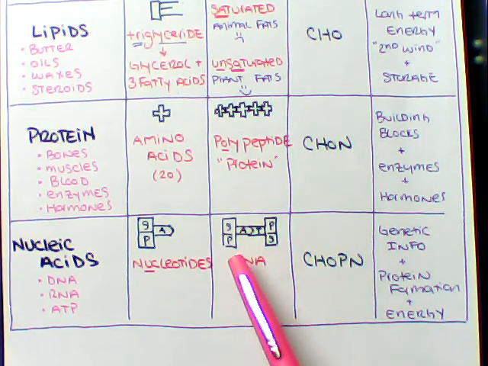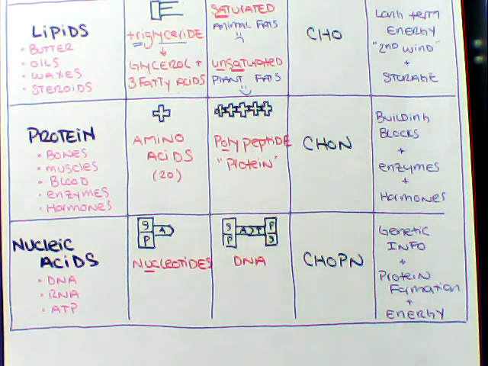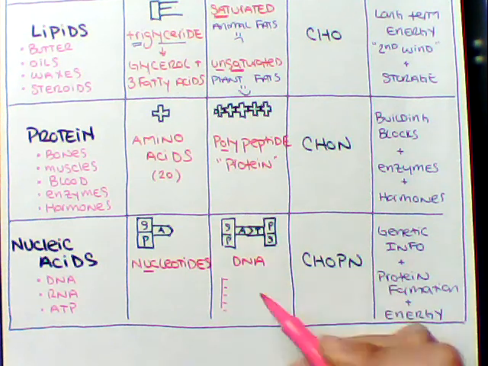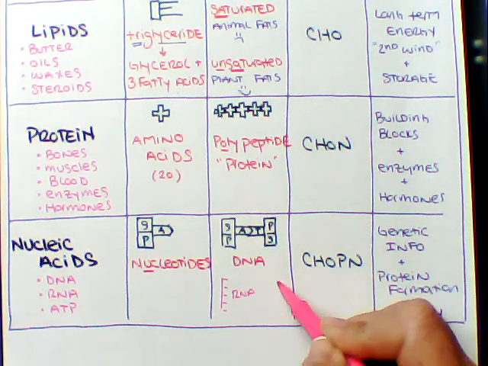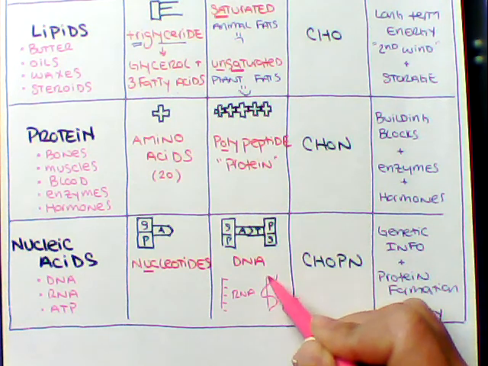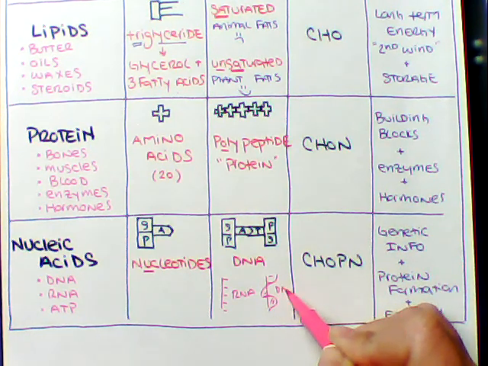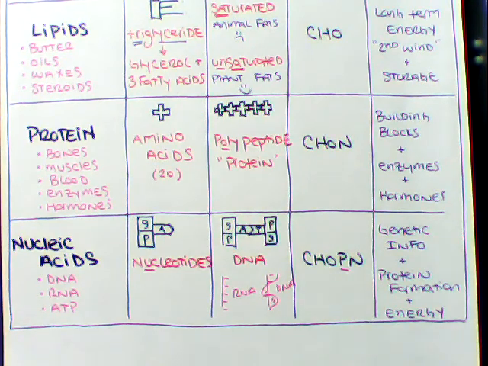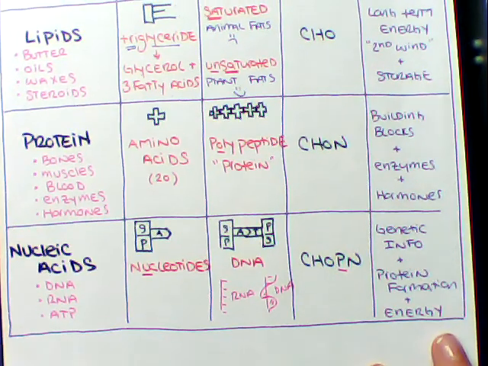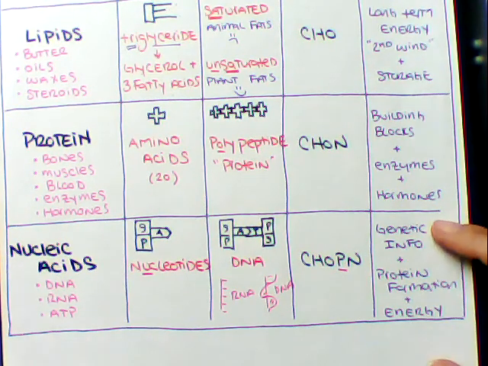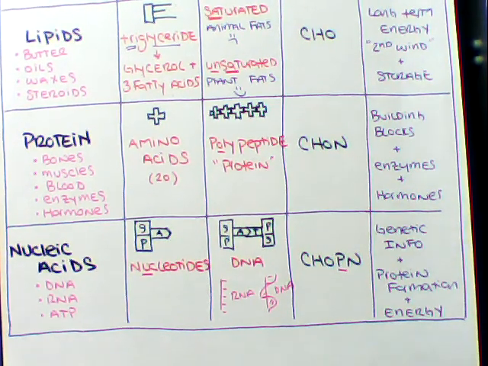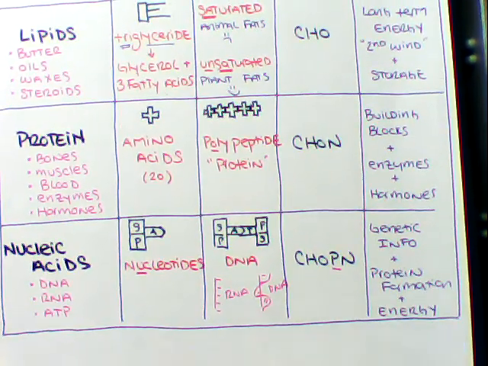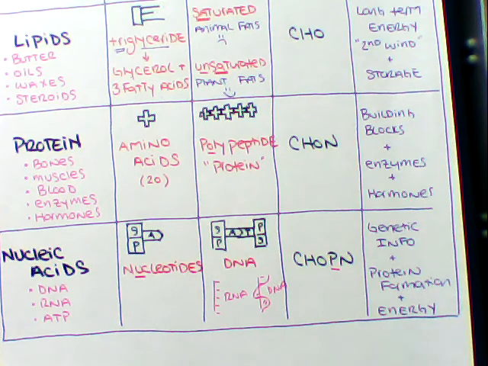So you can actually have a twisted ladder. Some nucleotides we can put together and it'll be a single ladder, and that's what's known as your RNA. And your DNA here ends up kind of twisting all over the place, and that's your deoxyribonucleic acid. He is what's known as CHOPON, so he has everything. Again, the major function of your nucleic acids is for genetic information and protein formation, so your RNA actually helps build those proteins, and then your ATP is a type of energy molecule.